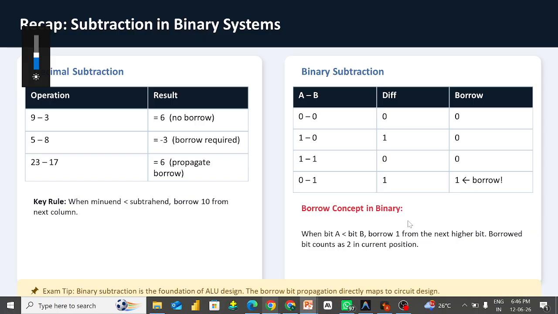Just as I said, when a bit A is less than bit B, borrow 1 from the next higher bit. The borrowed bit counts as a 2 in the current position. Okay, 2 is nothing but 10 in binary equation.